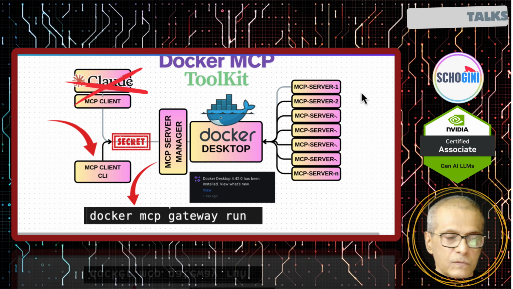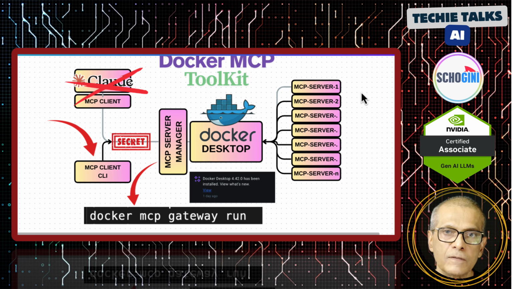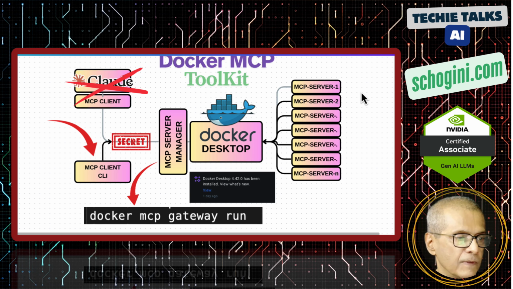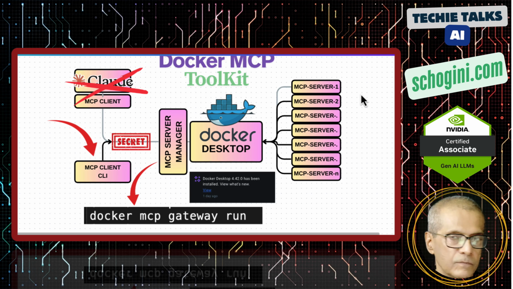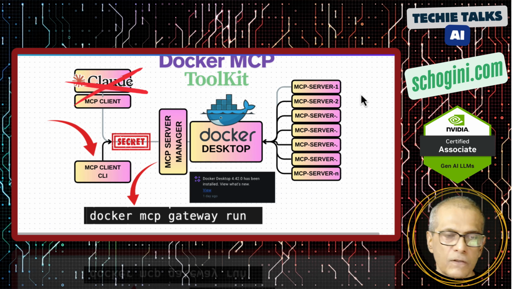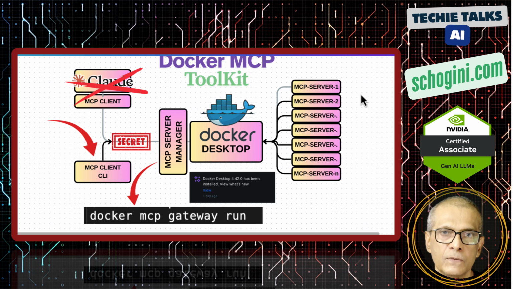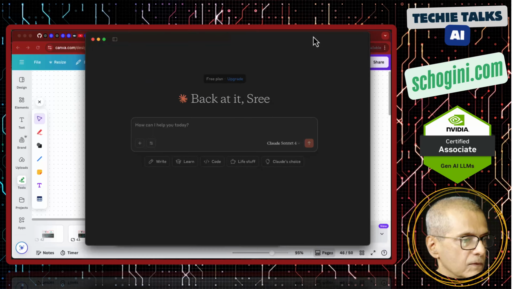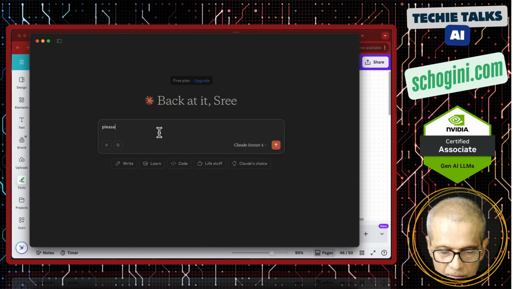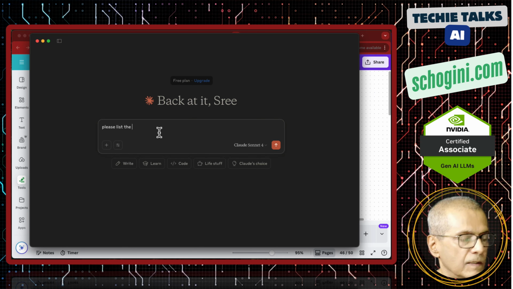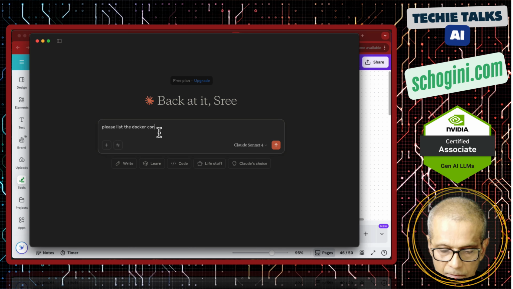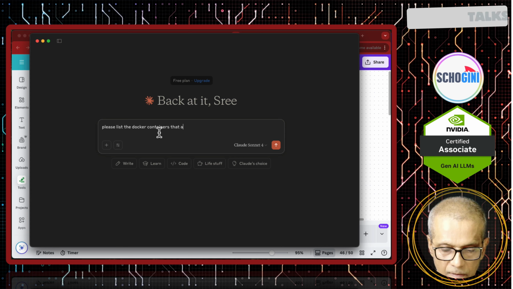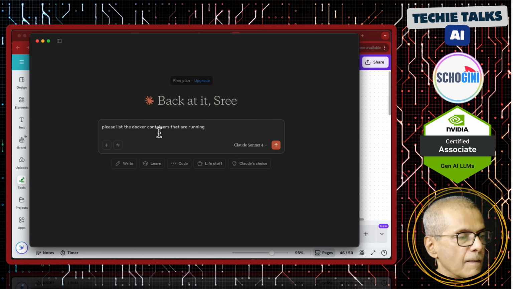So now this gives an incredible possibility of running any of your custom Docker images from your Claude Desktop, which we saw in the last video. We saw you can ask your Claude Desktop to run a Docker image. Clear? Let's quickly see that one. So here is the Claude Desktop. Please list the Docker containers that are running.